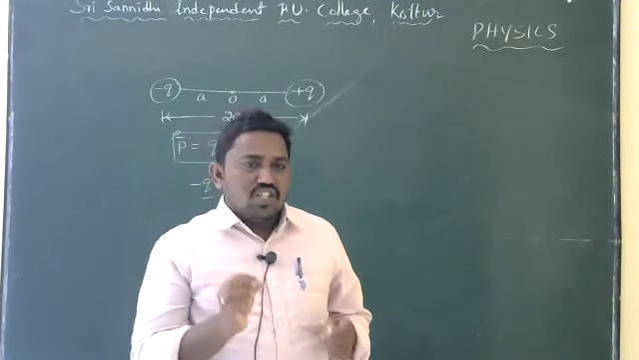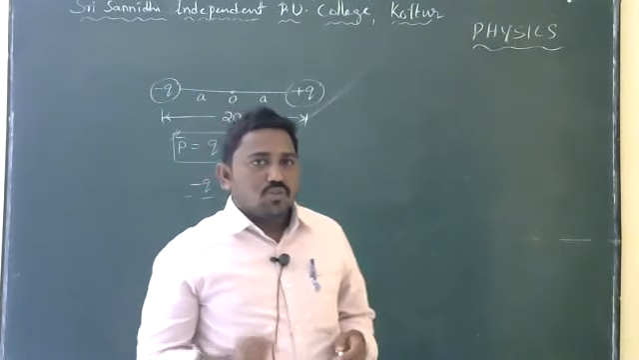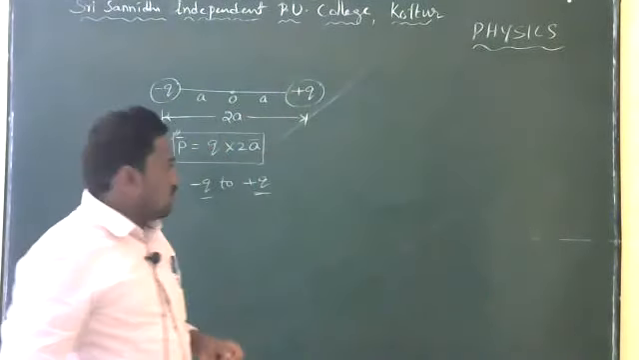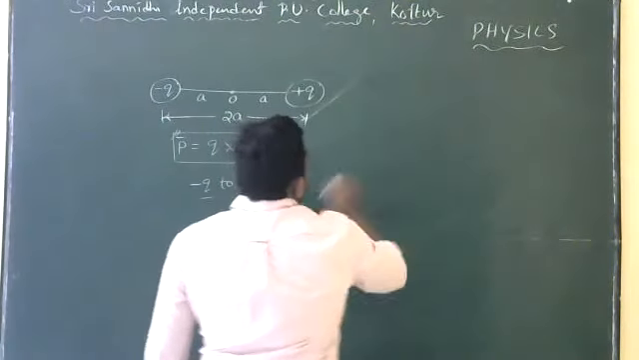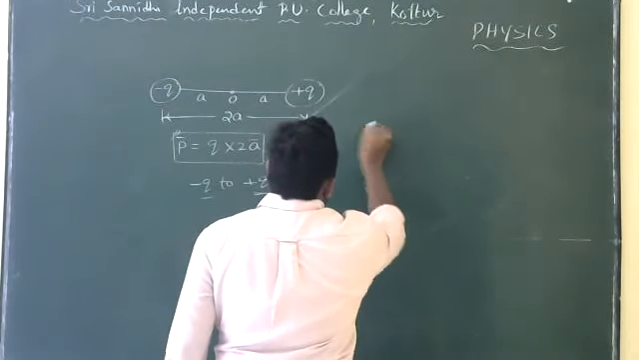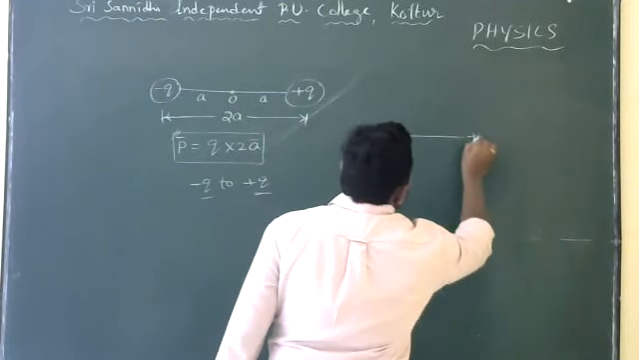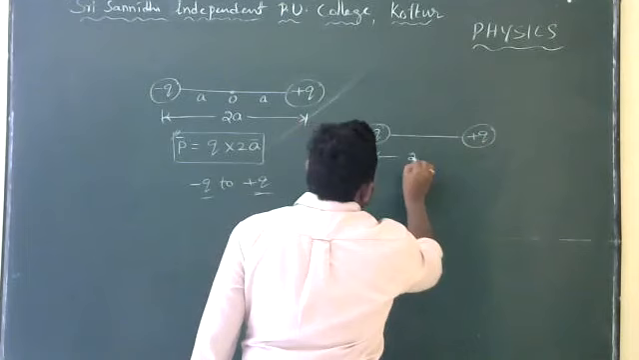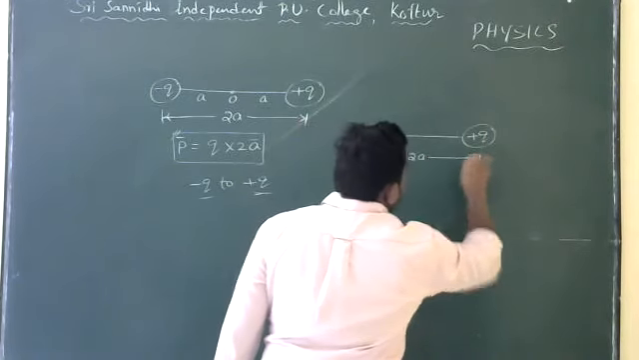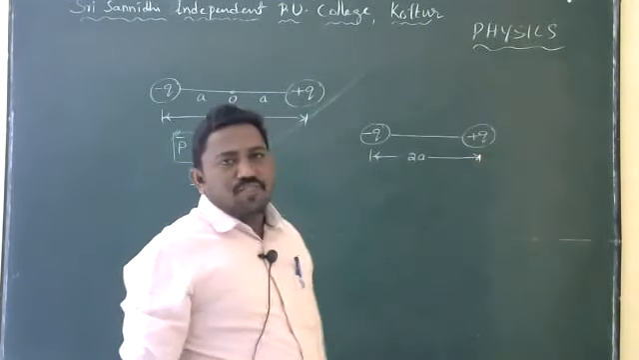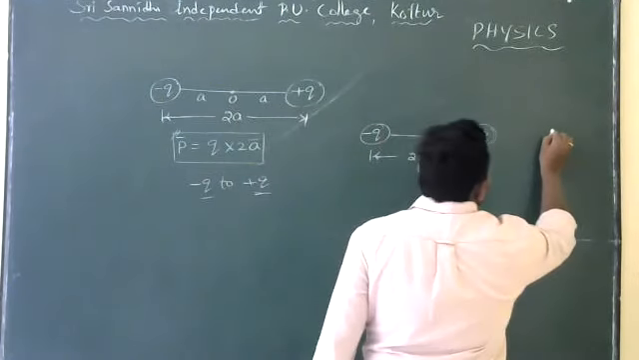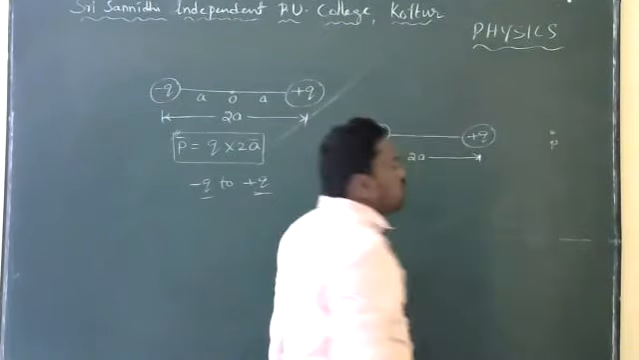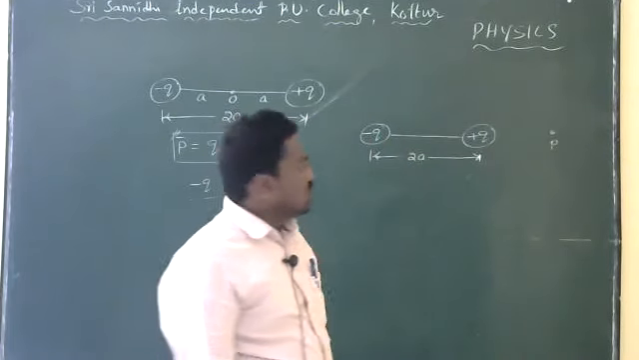Understand each and every question, you must and should. First, the axial line and then the equatorial line. For example, this is the dipole with minus q and plus q, separated by the distance 2a. Now we find the electric field at this point P.